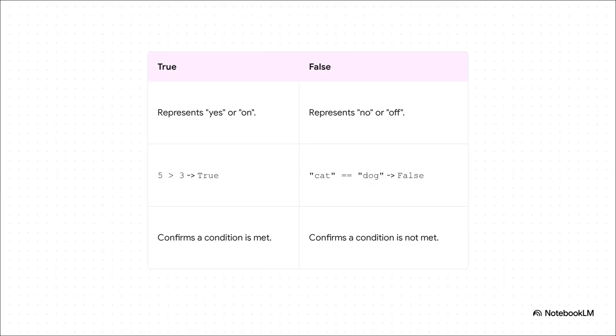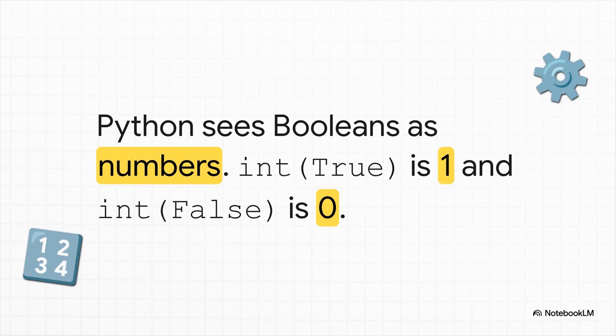So you might be wondering, where do these true and false values even come from? Well, a lot of the time, they're the direct result of a comparison. Like when you ask Python, hey, is 7 bigger than 5? It doesn't just nod its head. It actually gives you back the Boolean value true. And here's a really cool little secret, kind of a behind-the-scenes look. Under the hood, Python actually treats true as the number 1 and false as the number 0. It sounds simple, but this idea is a cornerstone for all kinds of clever programming tricks.